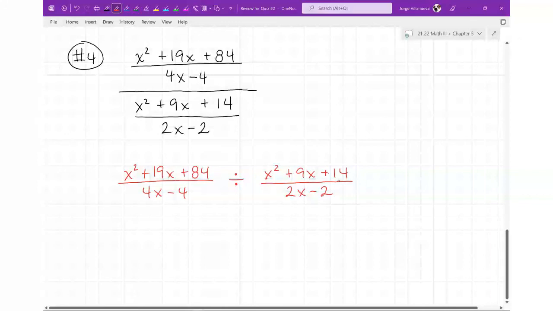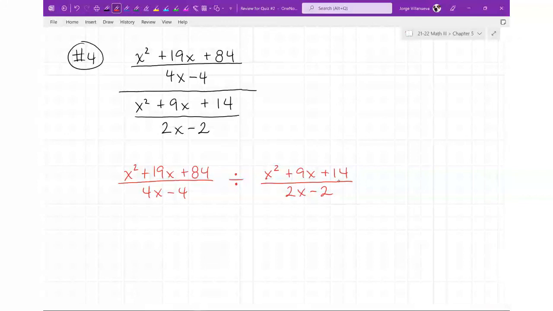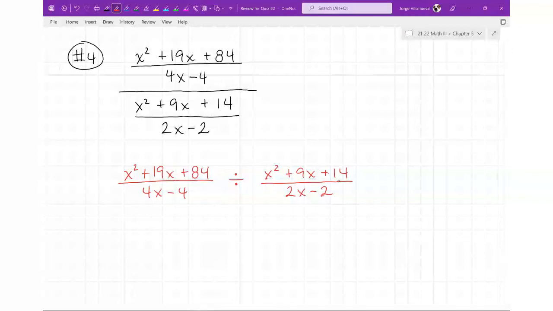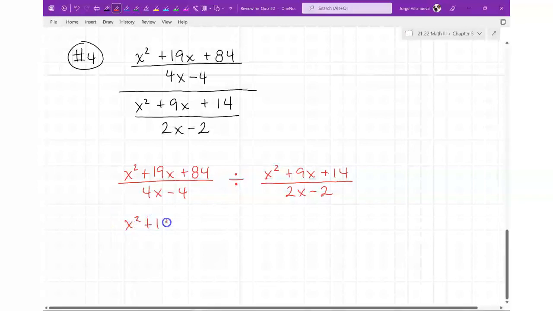You don't have to do it if you don't want to, but I am the type of person that needs to do things step by step to understand what's going on, so I like to write things down step by step. Since this is division, I got to change it to multiplication and flip the fraction. So here we go again: x squared plus 19x plus 84 over 4x minus 4, times 2x minus 2 over x squared plus 9x plus 14.